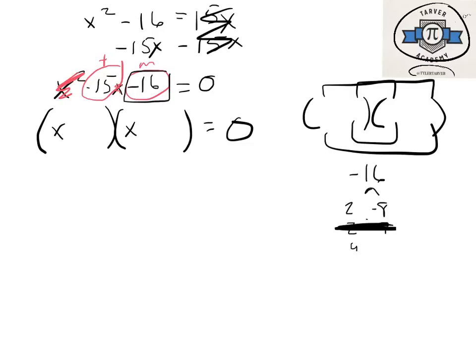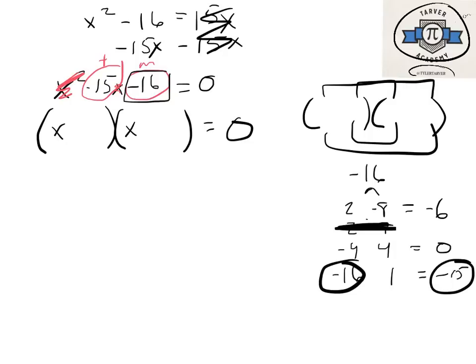We've got 4 and 4. There's not a bigger one there, so let's give it to that one. We've got 16 and 1. We'll make that one negative. And I think that's it. Now let's add them together and see what they equal. 2 plus negative 8 is negative 6. Negative 4 plus 4 is 0. And negative 16 plus 1 is negative 15. Ding, ding, ding. So those are my two numbers: negative 16 and positive 1.